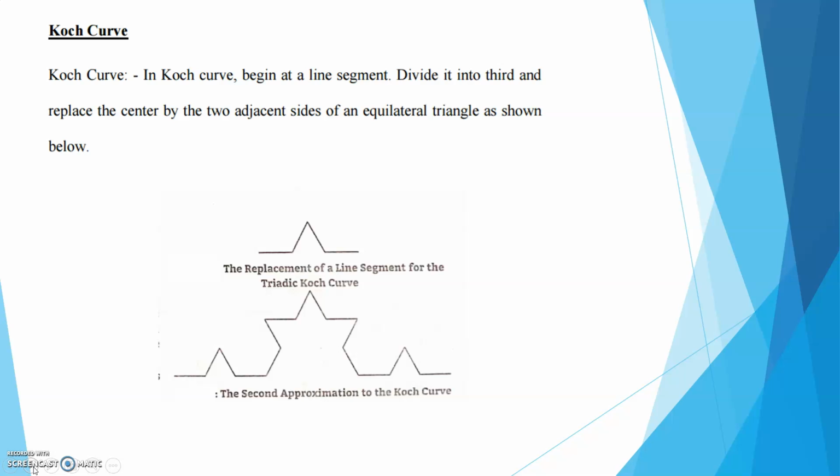Then we'll study what we mean by a Koch curve. In the Koch curve, we have to begin with a line segment. We have to divide that particular line into thirds and replace the center by two adjacent sides of an equilateral triangle.